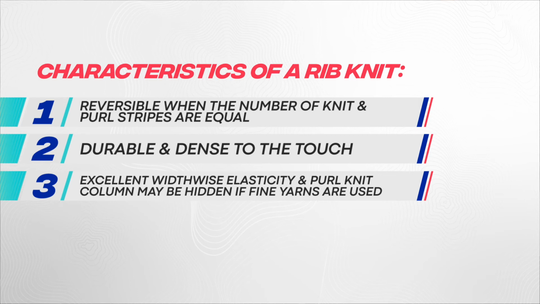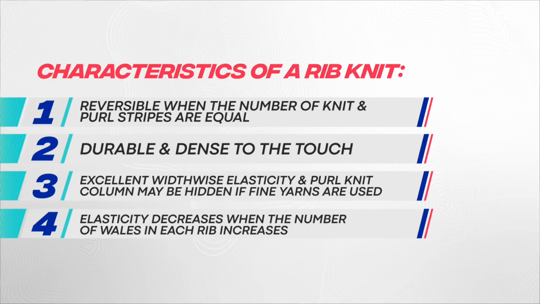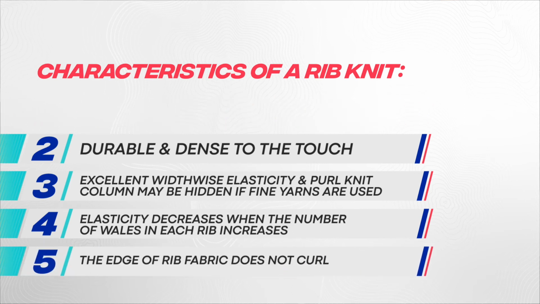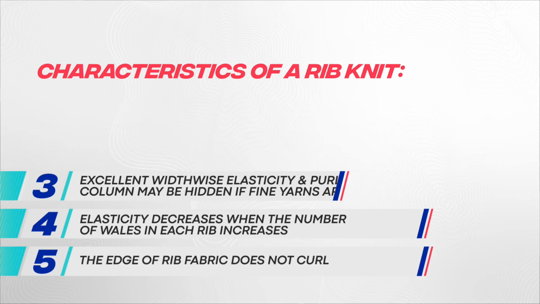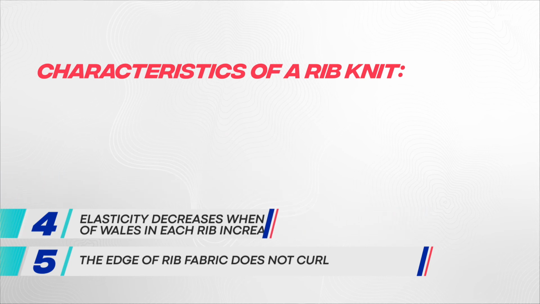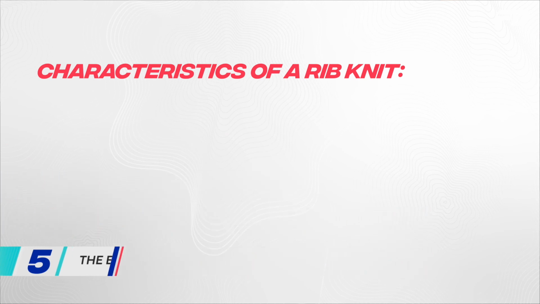It is important to note that the elasticity of a rib knit fabric can diminish when the number of wales in each of the ribs increases. So the more wales you have, the less elasticity you can get out of your fabric. And lastly, the edge of your rib knit fabric does not curl, so it's great to cut with, and ultimately it's great if you have raw edges that are made out of rib knit fabrics.